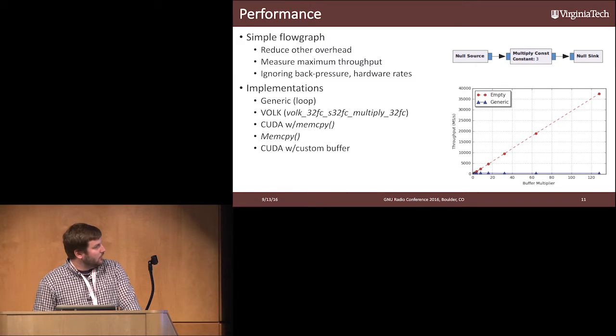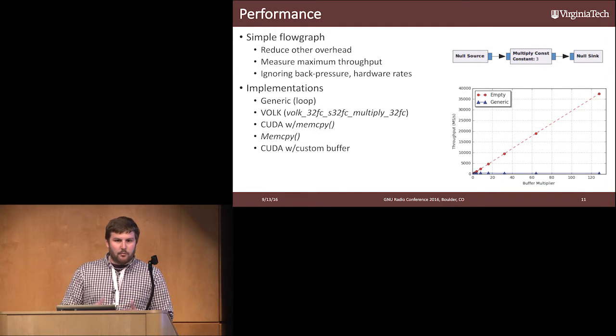And on the right here, this is an example of an empty flow graph. So in this case, this is a null to null block. Completely pointless flow graph, but the purpose of this was to look at the overhead of the GNU radio scheduler itself to see what the upper bound would be without anything in the system.